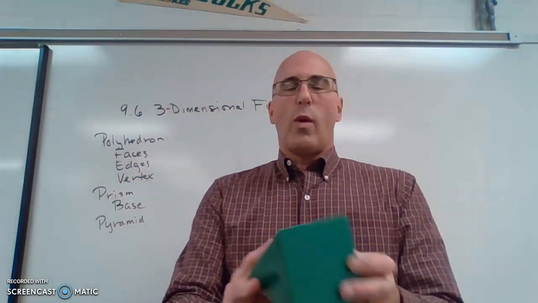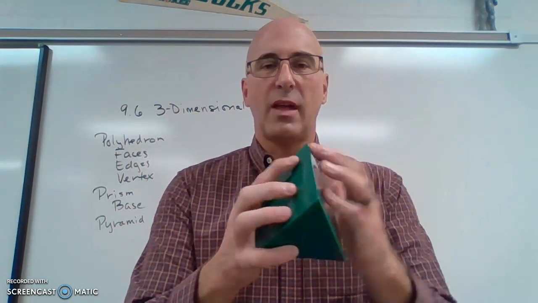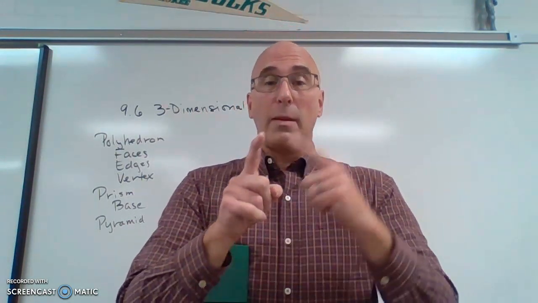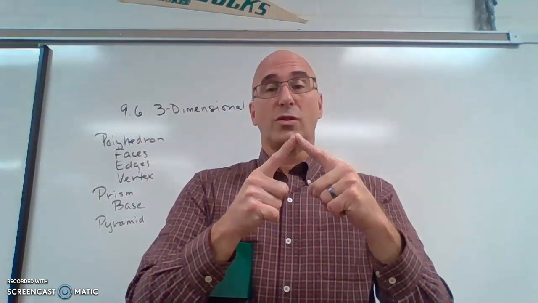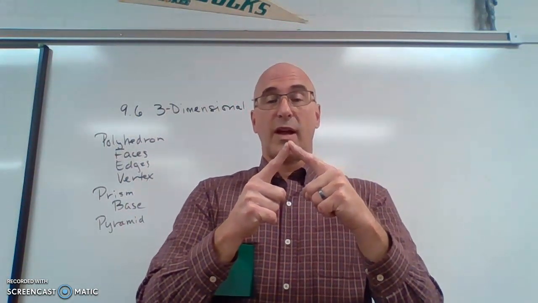So when two faces come together, they create an edge. Where three edges come together, so here's an edge, and here's an edge, that comes together in a vertex. Now we've had the word vertex before, where maybe two rays come together or two line segments in a figure come together. That's a vertex. In a three-dimensional figure, we also have a vertex.